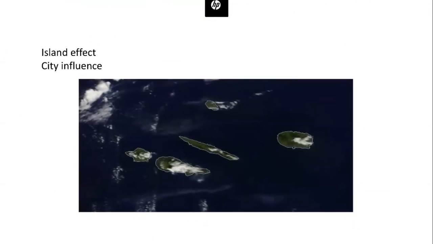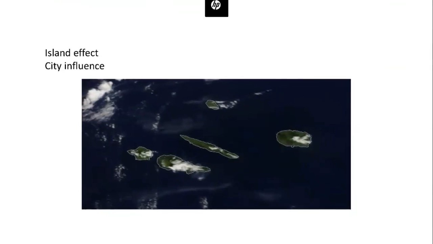So we also mentioned the island effect. This is going to be a regional effect that's due to the temperature difference, right? Generally the islands are warmer, right? So that's why you have the humid air transported from the ocean to above the island, and then you're going to form some clouds at the top.